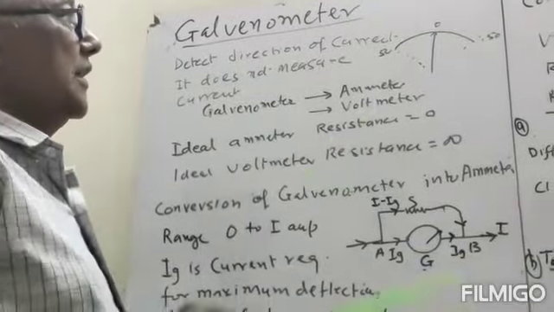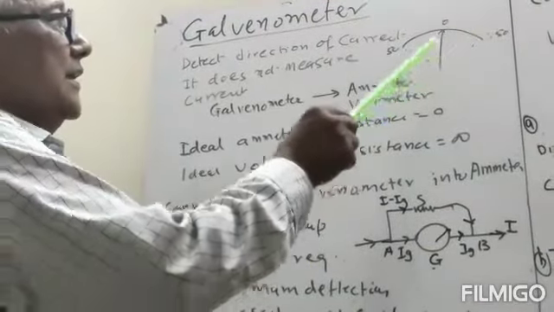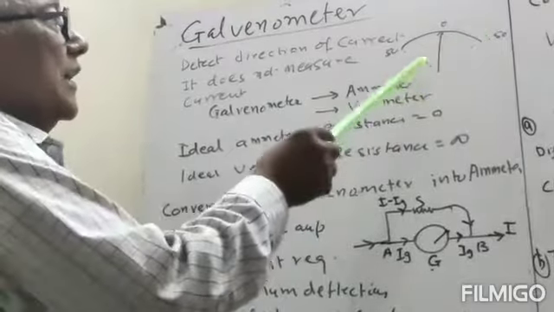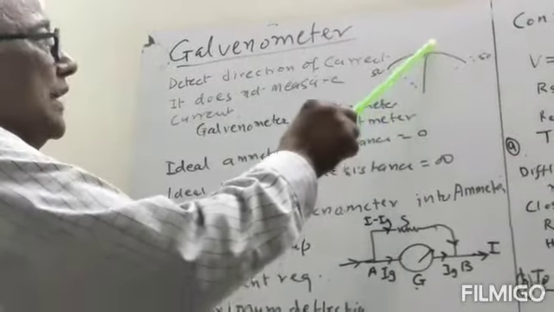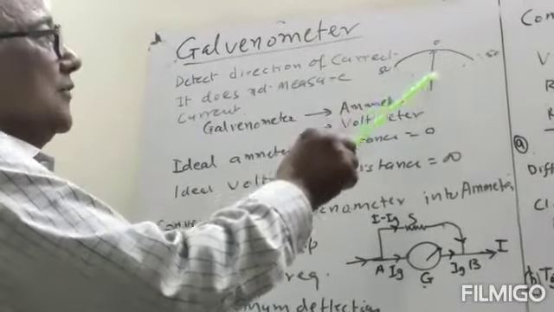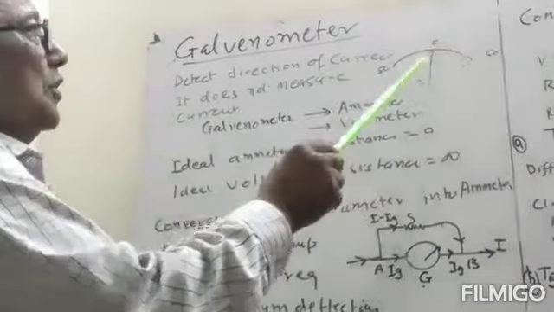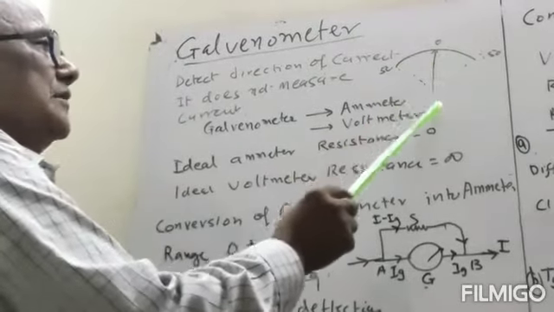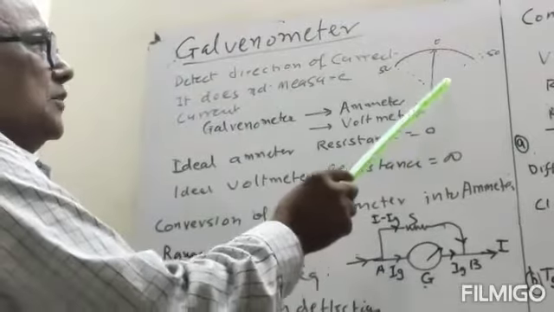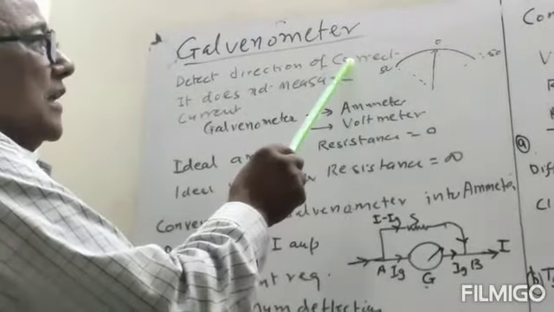If direction is in this direction, then the needle will be towards right. If the current is in opposite direction, the needle will be here. If current is not passing, then it will show the zero. So there are deflections. If it is towards right, means current is moving in this direction. If it is towards the left, it is moving in this direction.